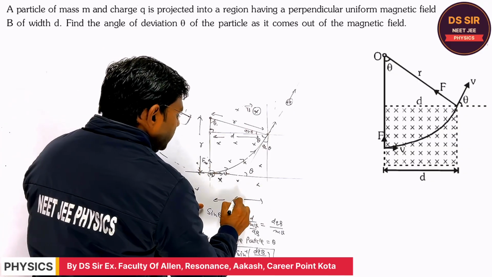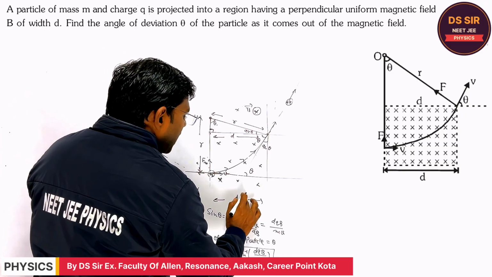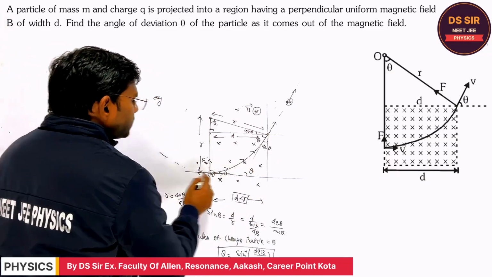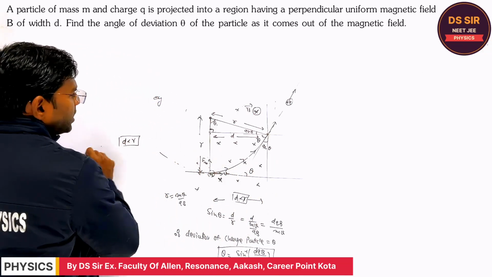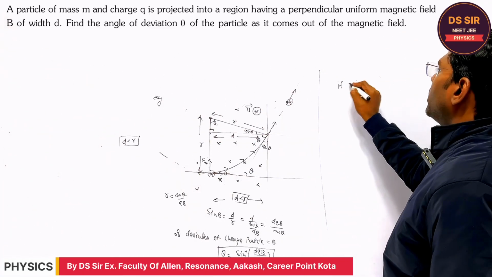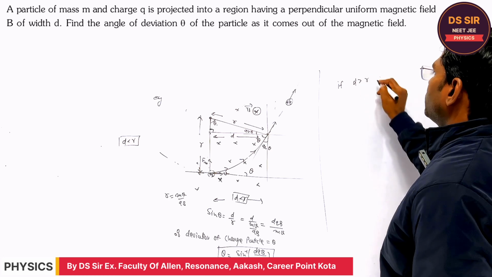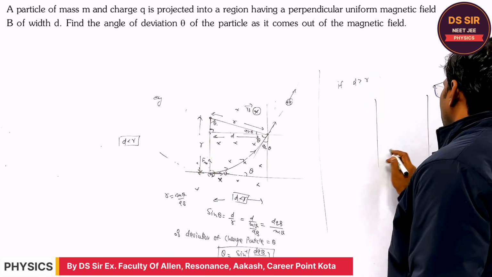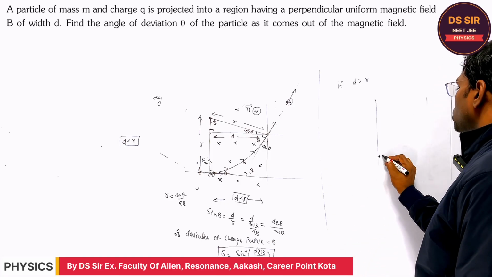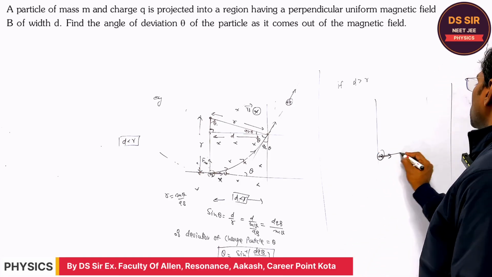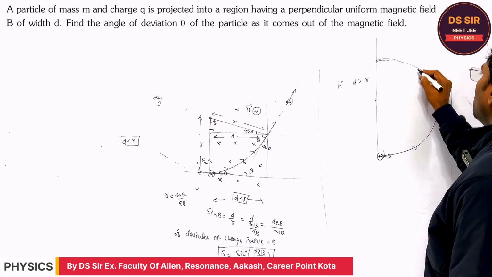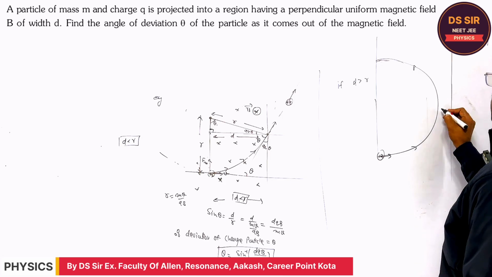If the width d is less than radius r, are you getting? This is the condition only when this width is less than radius r. Is it clear or not, you tell? If d is greater than r, what will happen? If d is very much greater than r, and the charge particle enters, it will complete the circle. Are you getting or not? Yes, it will complete the circle.